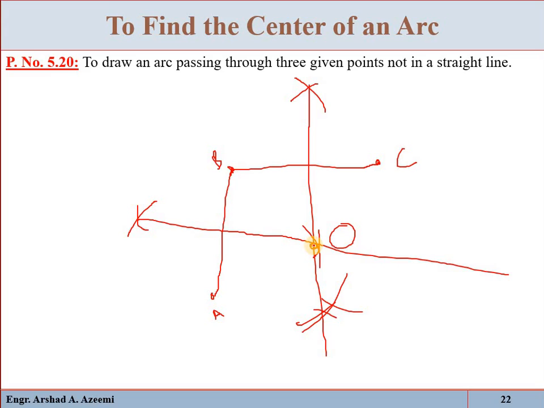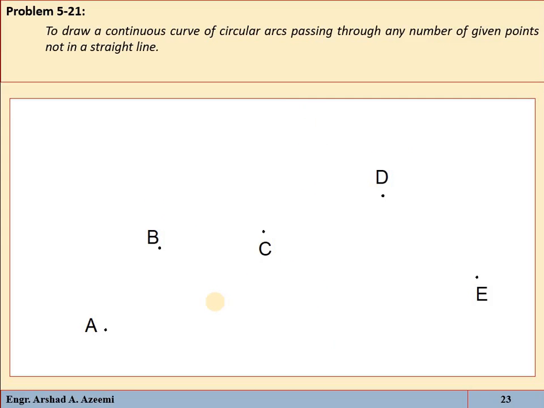Now with center O, open a compass, place it at O and open it up to A. Okay, and just draw an arc. So that will be the required arc which will pass through the given 3 points which are not in a straight line.